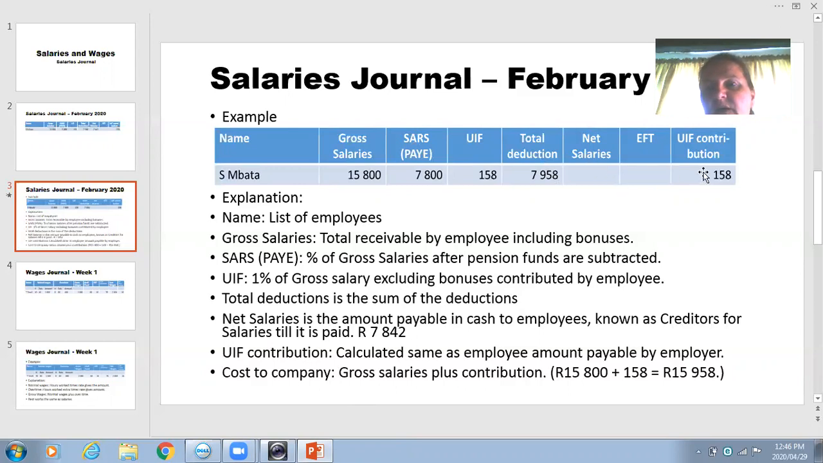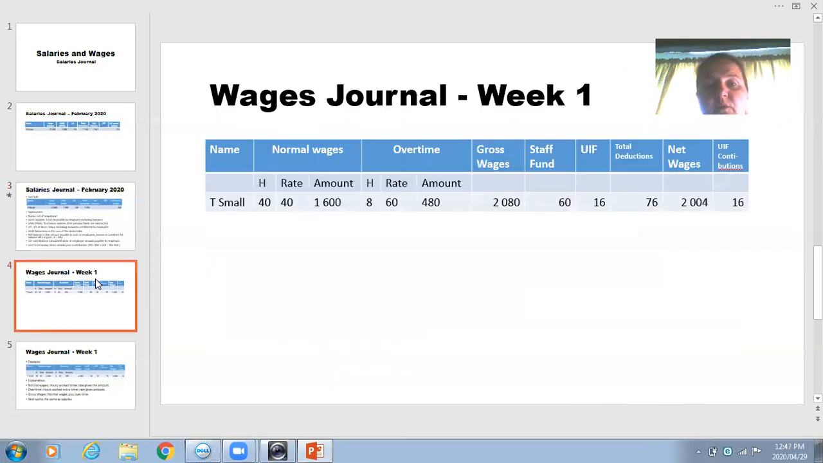If I then add the UIF contribution, I've got my cost to the company. So in this case, my cost to company would be my gross salary of 15,800 plus the UIF contribution of 158 Rand. These two figures added together will give me 15,958 Rand, the amount that this organization will have to contribute to salaries, in this case for Mr. Mbata.